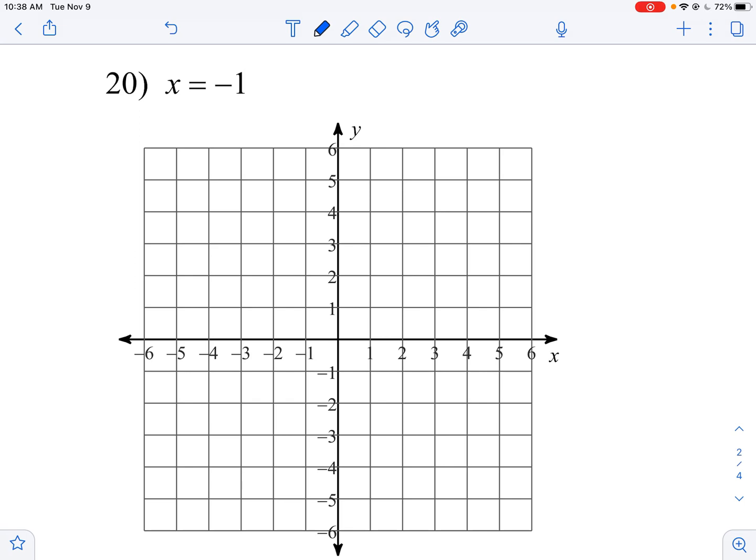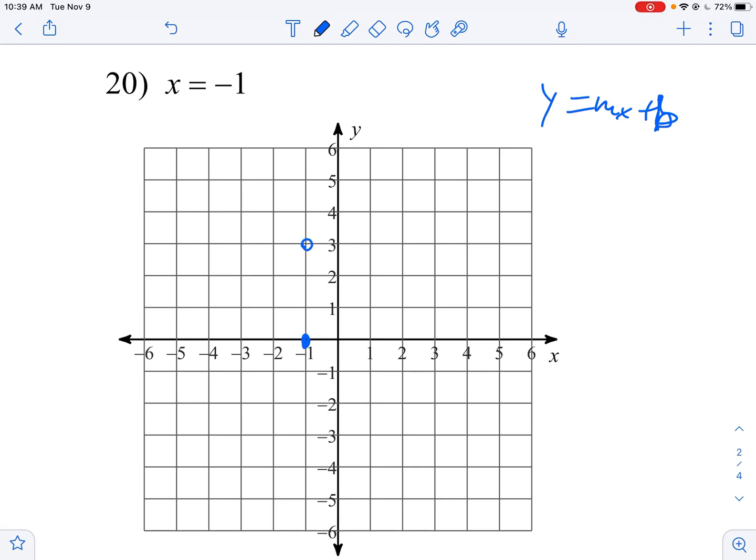So on 20 here, we get a very strange equation and graph. Normally we're looking at y equals mx plus b, but we don't have y. We just got this x equals -1. So you have to think about what that means and then plot the points that make that. So this tells us that all of the x values are -1. So here's where x is -1, so I can put a point there.